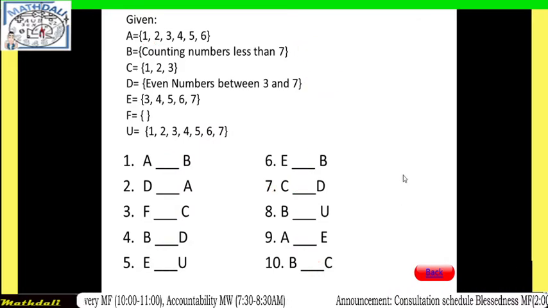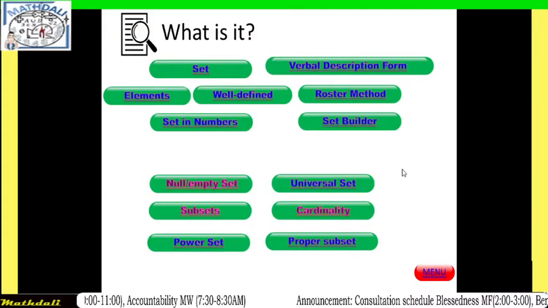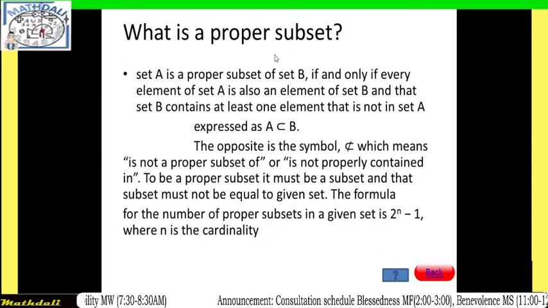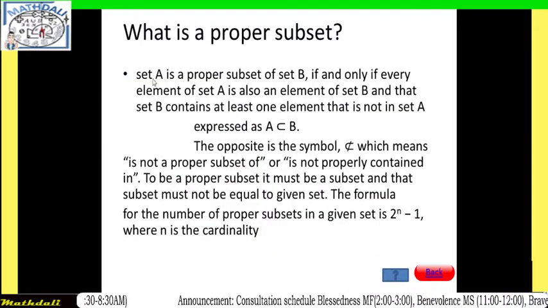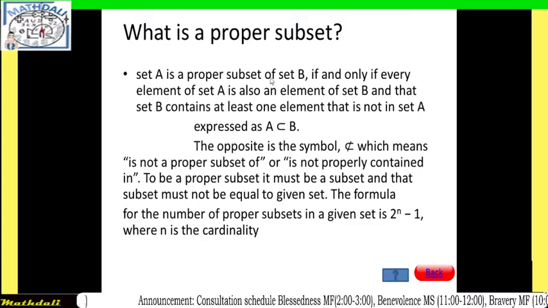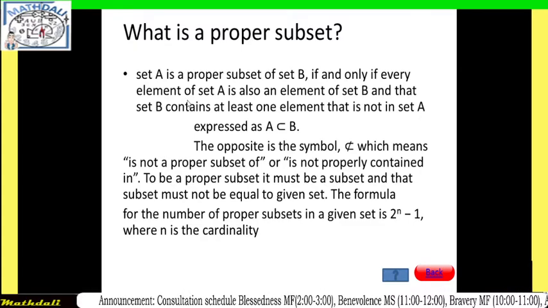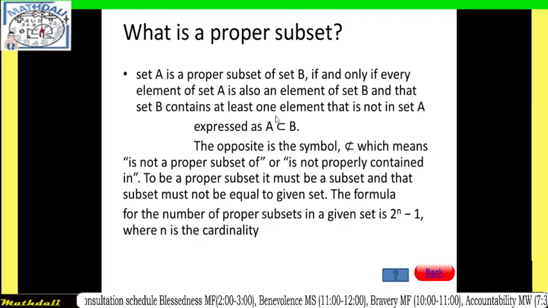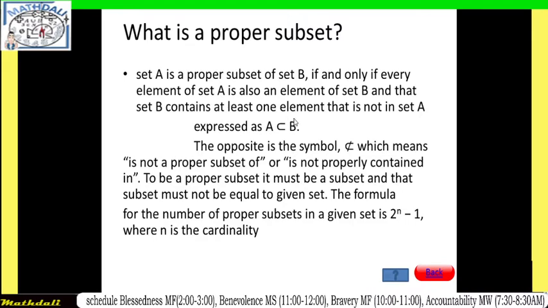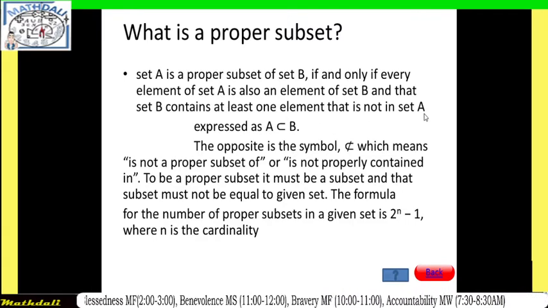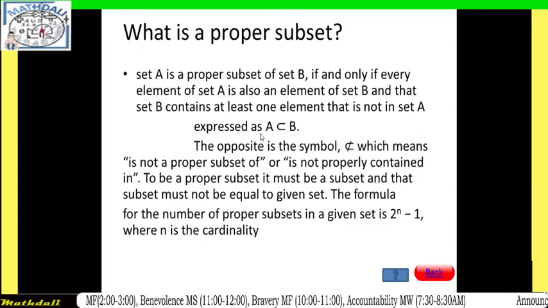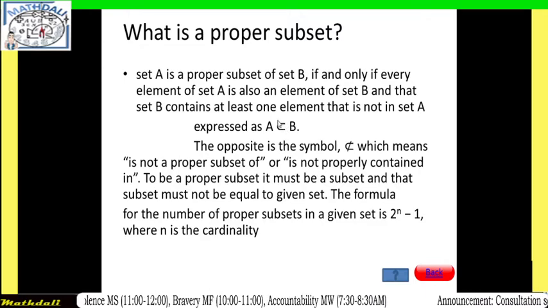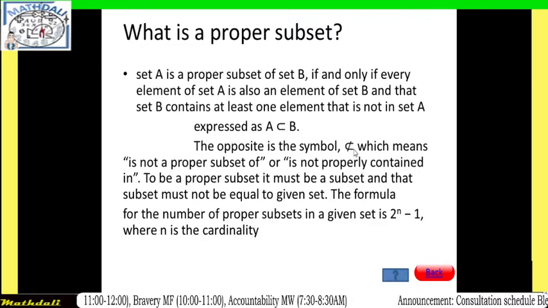Okay, next. This time we're going to discuss the proper subset. Yan. Okay, so set A is a proper subset of set B if and only if every element in set A is also an element of set B and that set B contain at least one element that is not in set A. Yan. That can be expressed using this symbol. Ang kabaliktaran nito, not a proper subset.